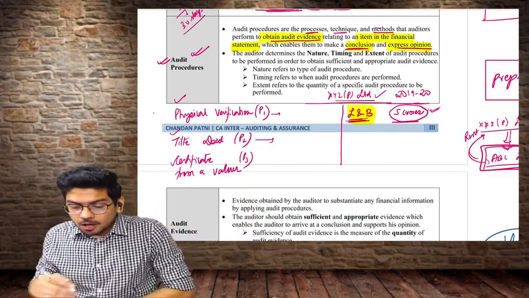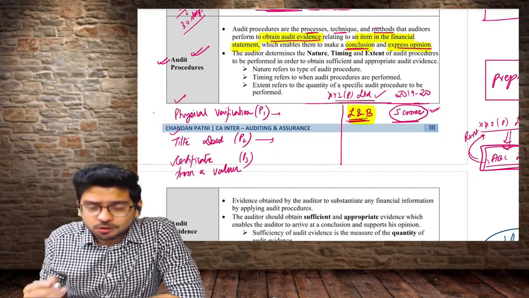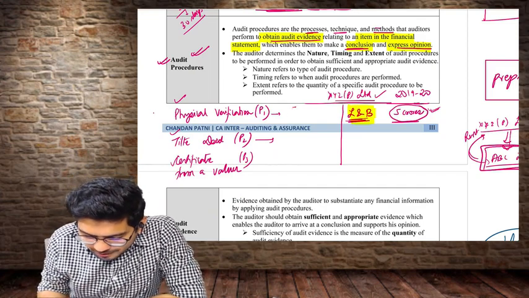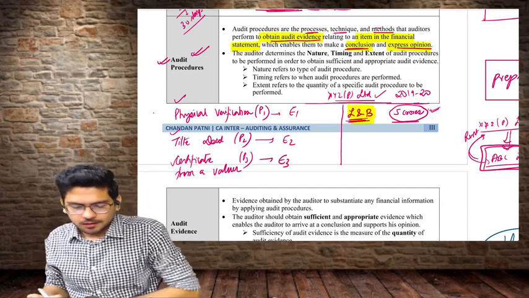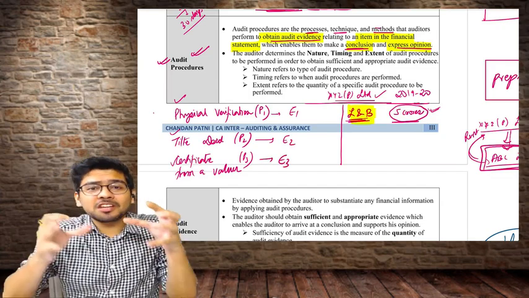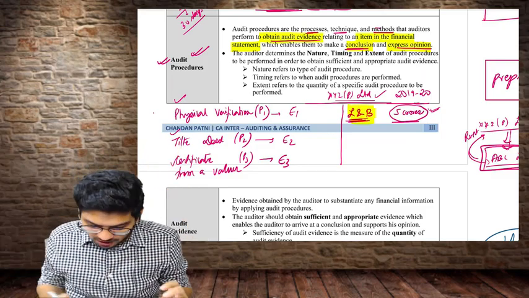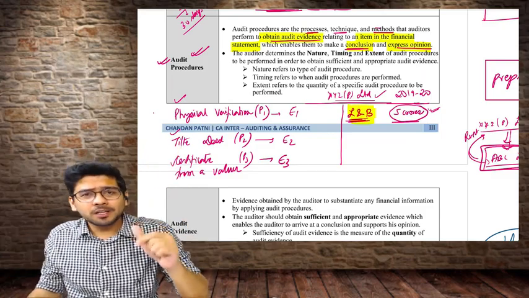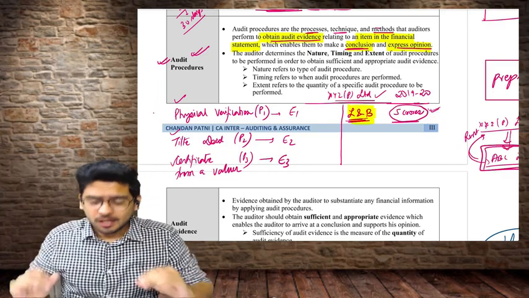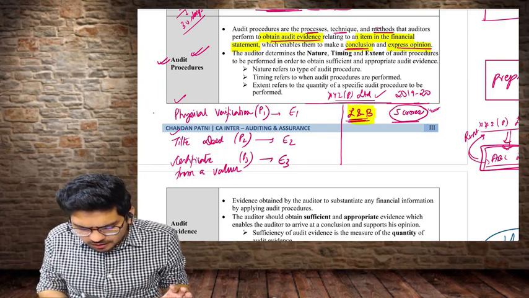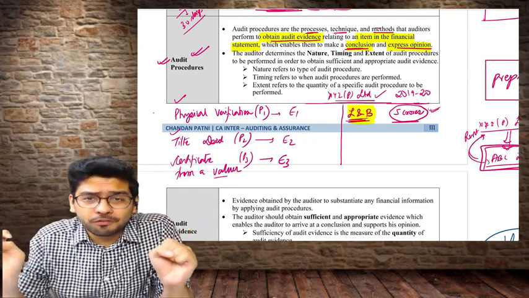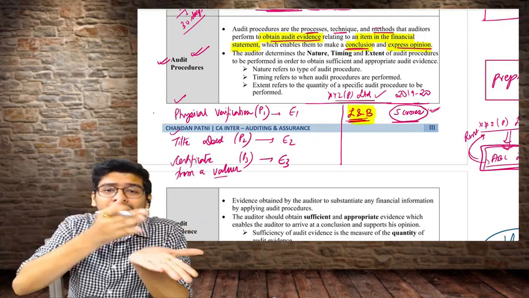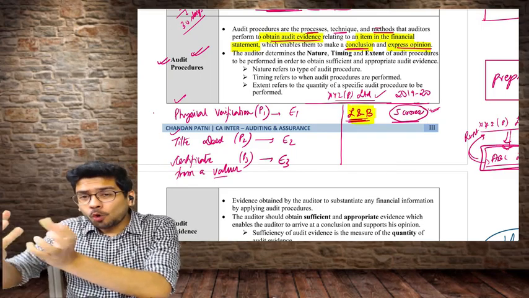Now please understand, what are these procedures? They are going to give me evidence. When I do physical verification, it gives me evidence that yes, the building exists. When I see the title deed, it gives me evidence that yes, the building belongs to the company. When I see the certificate from a valuer, it gives me evidence that yes, the building is worth rupees 5 crores. Okay.